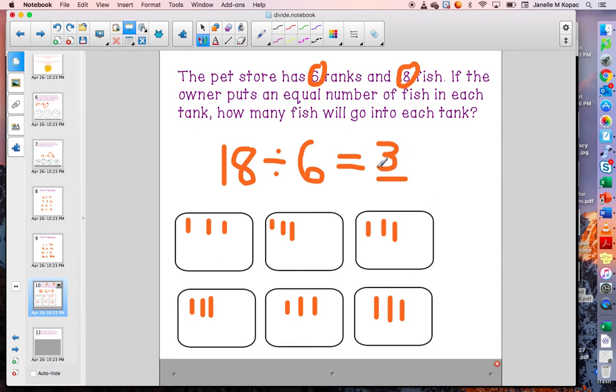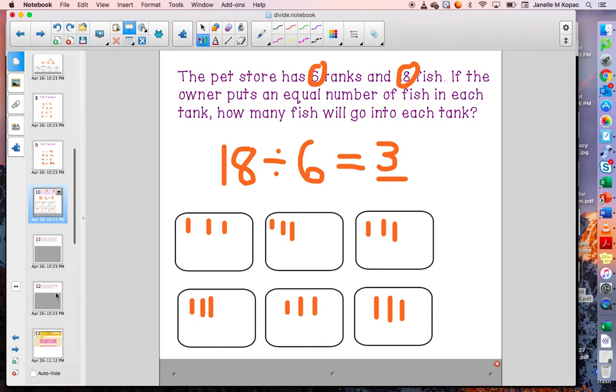3. So 6 times 3 makes 18. That's the fact family that can help us. Or our equal groups picture, 18 fish split into 6 tanks means that 3 fish will go into each tank. Let's try another one.